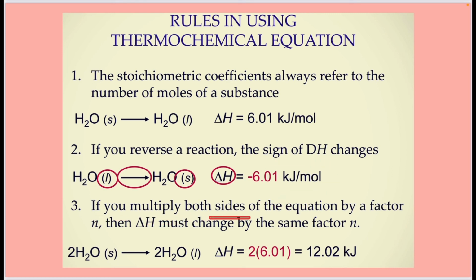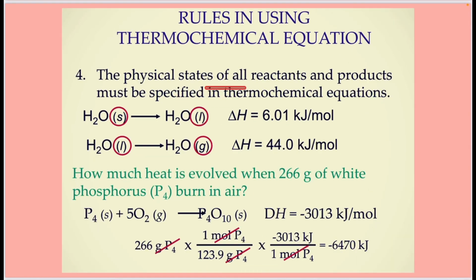If you multiply both sides of the equation by a factor, then enthalpy change must change by the same factor. For example, you multiply with 2, so the enthalpy change is also multiplied by 2. The physical state of all reactants and products must be specified in thermochemical equations. So you must specify the physical state of the reactants and also the product. For example, the water here is the solid, so you must write S here. If the product is the liquid, you must write the L.